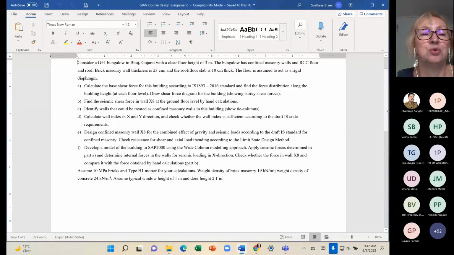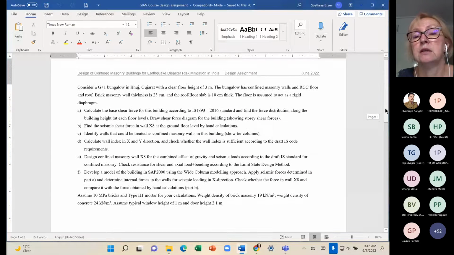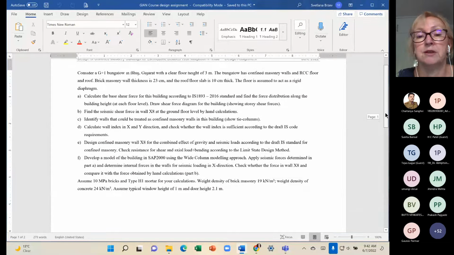First, you will need to use the knowledge from the afternoon to calculate the base shear force for the building according to IS 1893 standard, and find the distribution along the building height at each floor level. Draw the shear force diagram for the building showing story shear forces. That is very simple, and it is all based on the afternoon lecture or your knowledge already from the IS 1893. It's nothing specific. Professor Chaitanya will talk about that: you need to use the R factor for confined masonry, obviously, in this case.